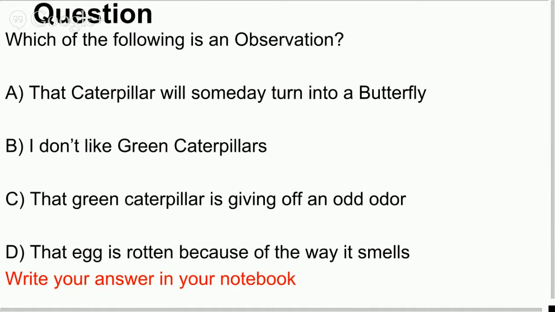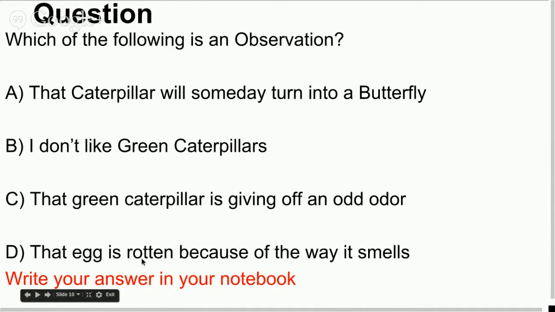The correct answer is C. That green caterpillar is giving off an odd odor. A is an inference. You only know this because you've seen a bunch of caterpillars. If it was the first time you'd ever seen a caterpillar, you wouldn't know that it would turn into a butterfly someday. So that's not an observation. B is an opinion. Observations are not opinions. They're just a statement of the facts.